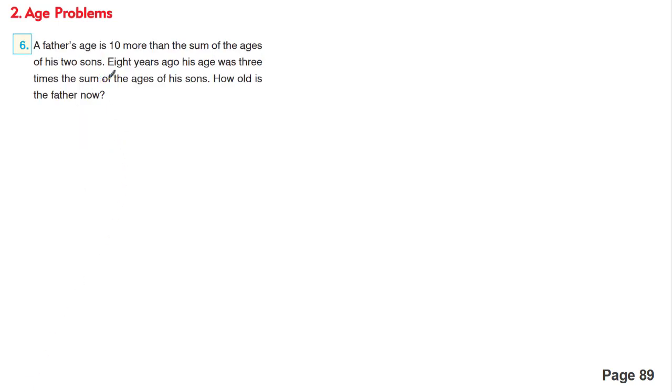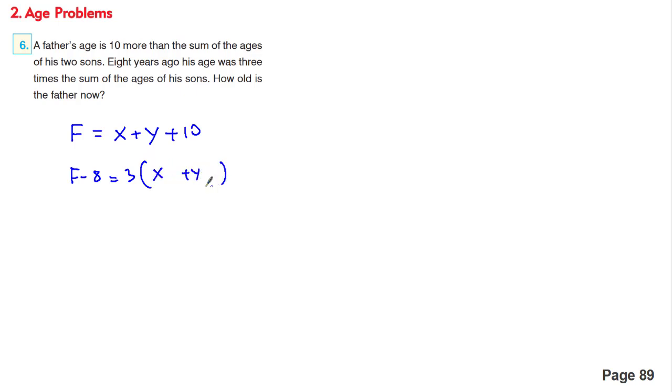A father's age is 10 more than the sum of the ages of his two sons. So let's say the father is F years old. The sum of the ages of his sons: let's say his first son is X and the second son is Y. So 10 more than this. But then it says 8 years ago. So 8 years ago, F minus 8. His age was 3 times the sum of the ages of his sons. So 3 times X plus Y, is it?